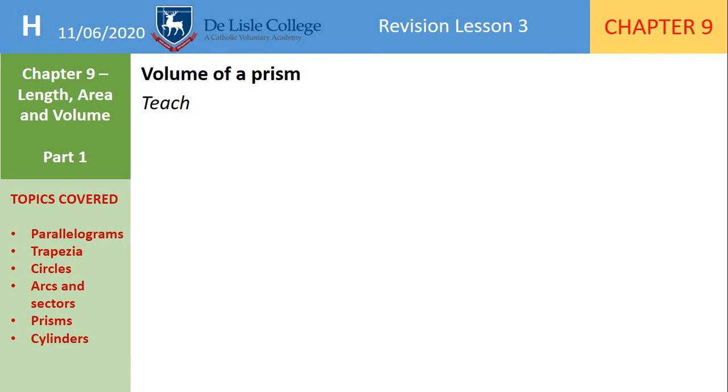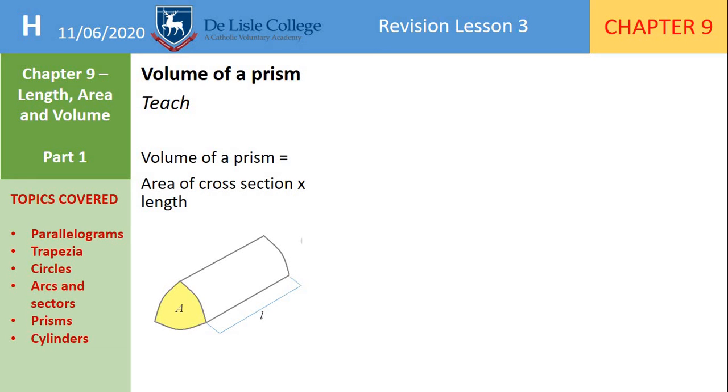Okay, the next thing we are going to recap is the volume of a prism. So a reminder, the volume of a prism is calculated by doing the area of the cross-section multiplied by the length. So here's an example. The cross-section is the part of the shape that is the same all the way through the length. It is exactly the same area all the way through.